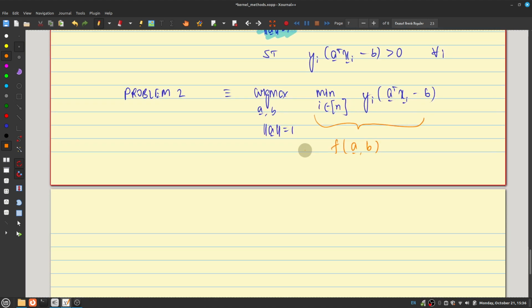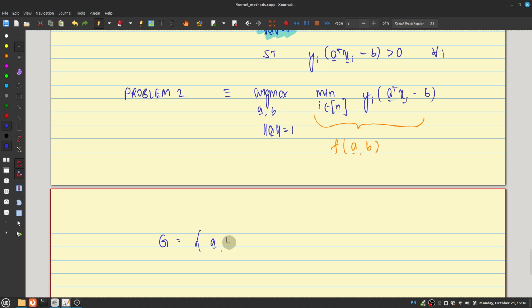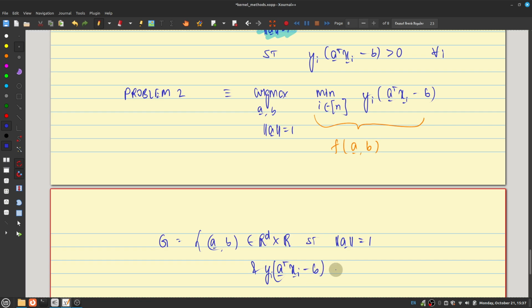All right. So in fact, let me define a set. Let me call this G, the good set, which is the set of all a, b such that norm of a equal to 1 and yi times a transpose xi minus b is greater than 0 for all i.